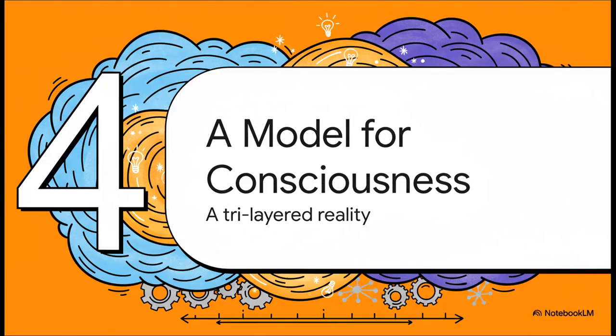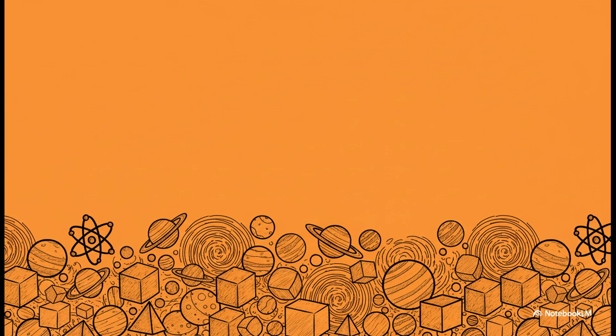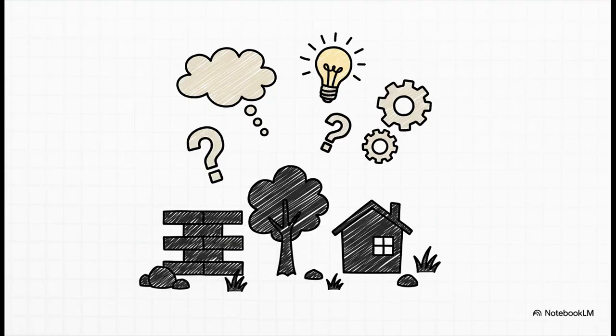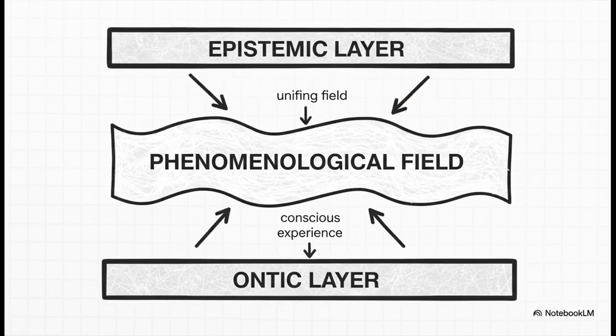So what does this actually look like when you put it all together in one model? Let's try to visualize this tri-layered reality. Okay, so at the very bottom, let's put our foundation, the physical ontic domain. This is the raw stuff of the universe, the bedrock. Then, way up at the top, we have that non-physical, epistemic layer. This is the world of meaning, of concepts, of intentions.